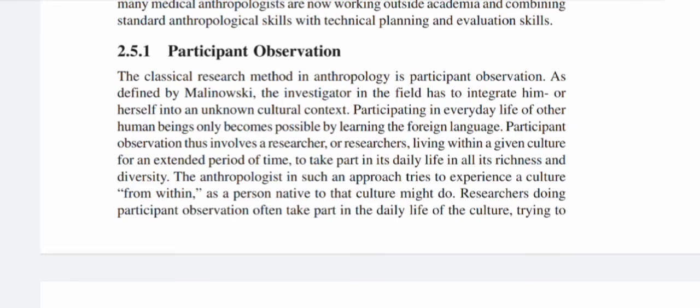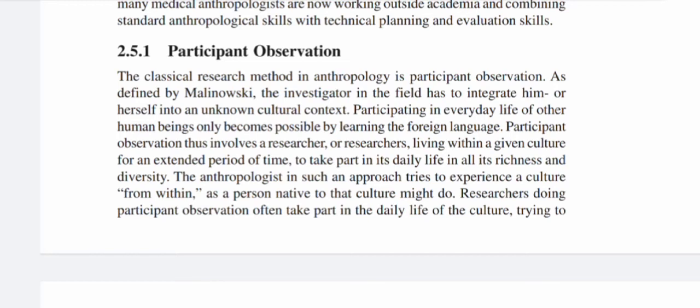Participant observation. The classical research method in anthropology is participant observation. As defined by Malinowski, the investigator in the field has to integrate him or herself into an unknown cultural context. Participating in the everyday life of other human beings only becomes possible by learning the foreign language. Participant observation thus involves a researcher or researchers living within a given culture for an extended period of time to take part in its daily life in all its richness and diversity.